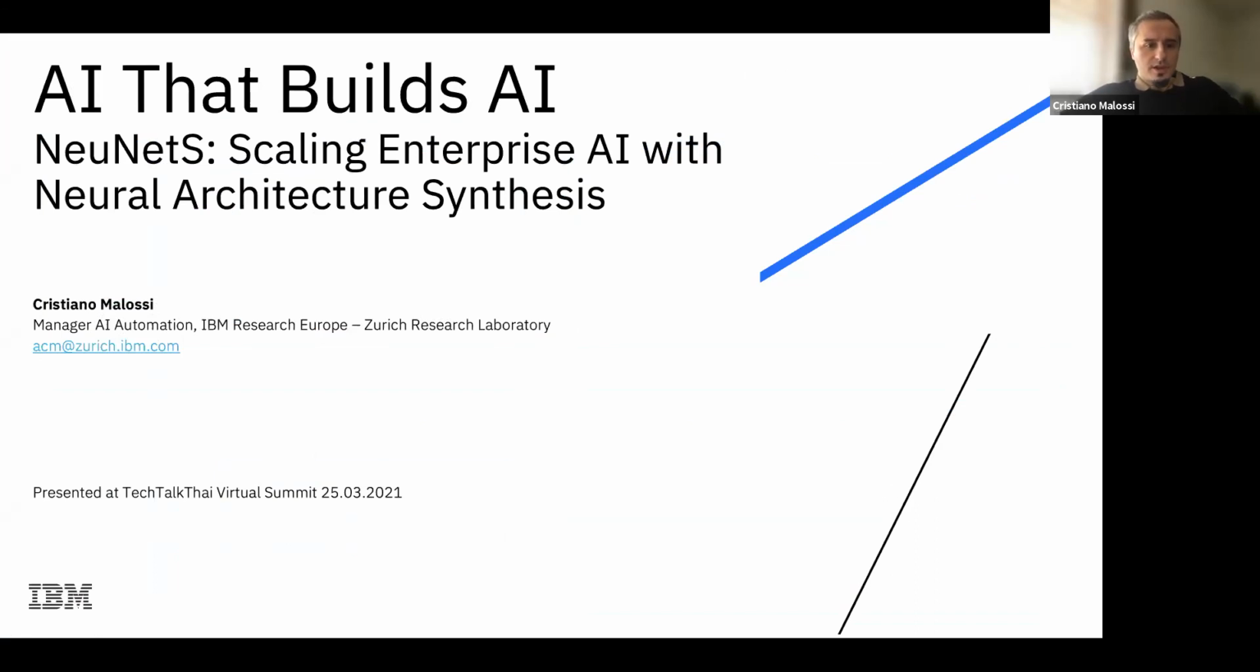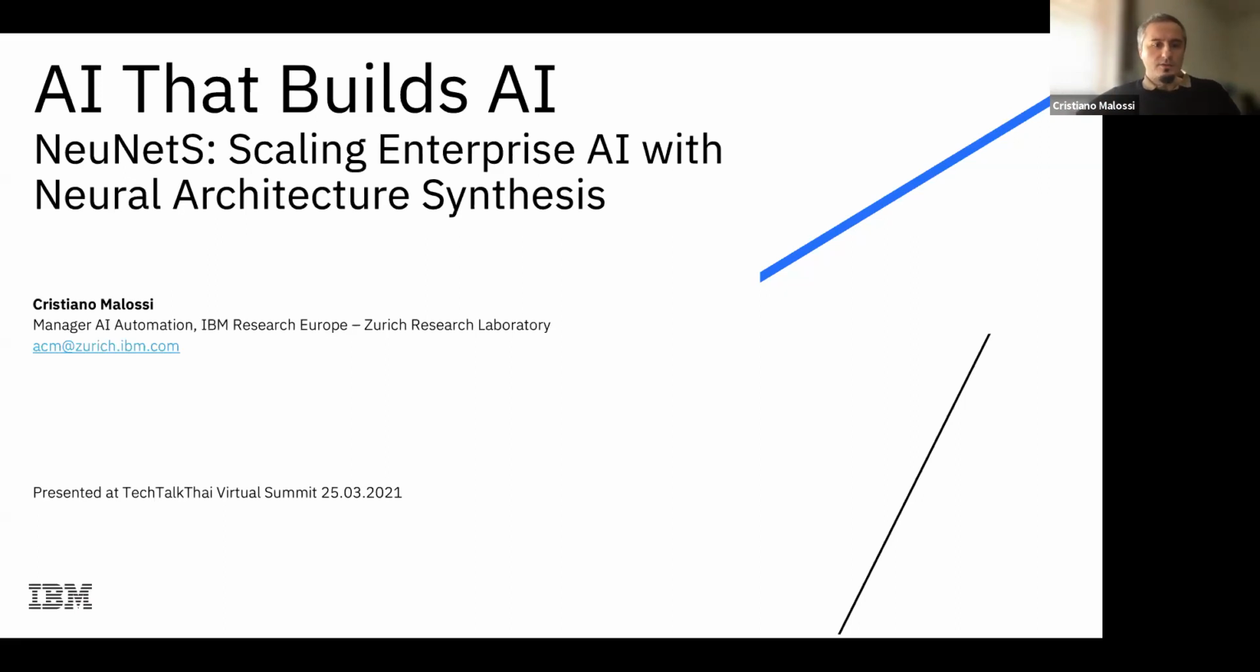Happy to be here and talk to you about our work on automation of AI. What I'm going to present today is a summary of our work, particularly focused on a tool that we call NeoNet. NeoNet stands for Neural Network Architecture Search. It's a tool that we started to develop, I think in 2018, with a global team in IBM Research. The focus of the tool is really on neural architecture search for various applications.